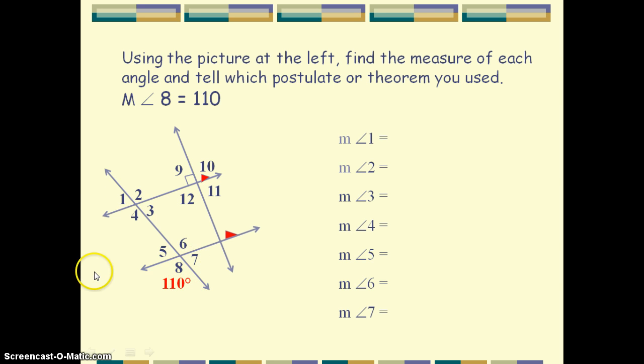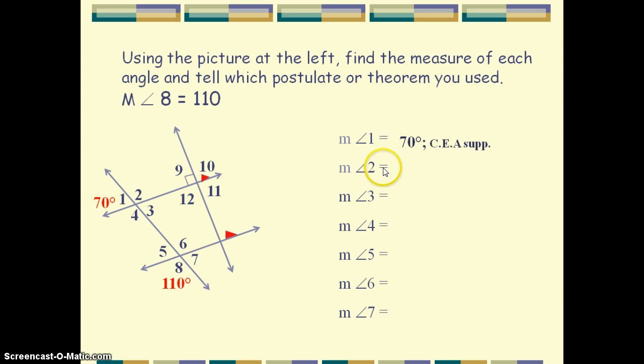So that's going to be consecutive exterior angles, which makes them supplementary. So the measure of angle 1 is going to be 70 degrees because consecutive exterior angles are supplementary.